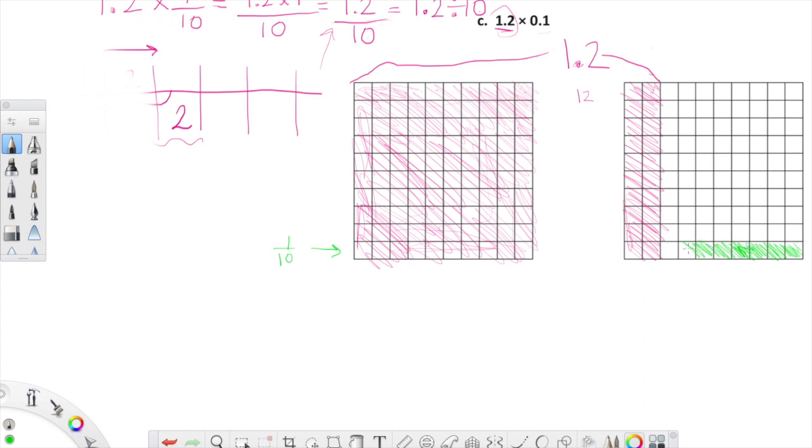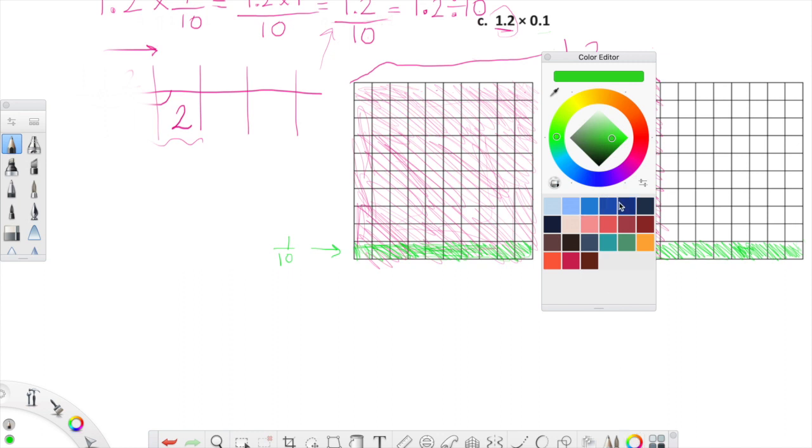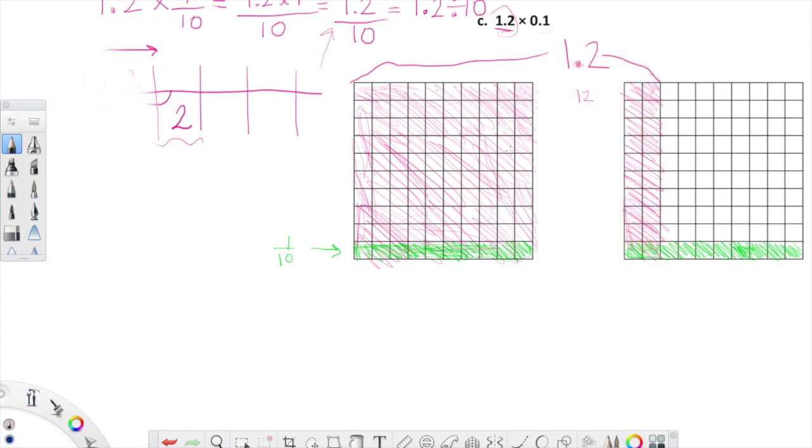So I'm going to shade in, again, the entire row, and I'm choosing to shade in the entire row on both of our 100 grids because 1.2 needs 200 grids to be modeled on because it's larger than 1, right? It's 1.2. And what we're looking for here, you guys, when we're looking for our intersection of 1/10 and 1.2, we're looking at where the pink and the green collide. So I see 2 boxes here, and then I see 10 boxes here. So in order to find 1.2 times 0.1, we're looking for the green and the pink intersection.